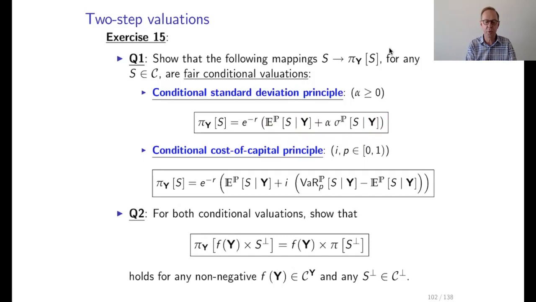The same holds for the conditional cost of capital principle, or it's a similar structure. We take the financial market information at time 1 as given, and conditional on that information, we apply the cost of capital principle. So the first thing we have to prove is that these two principles are indeed fair conditional valuations.